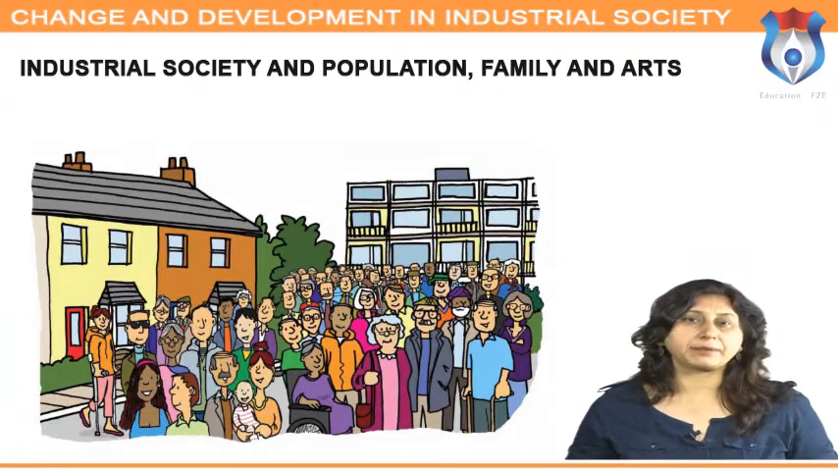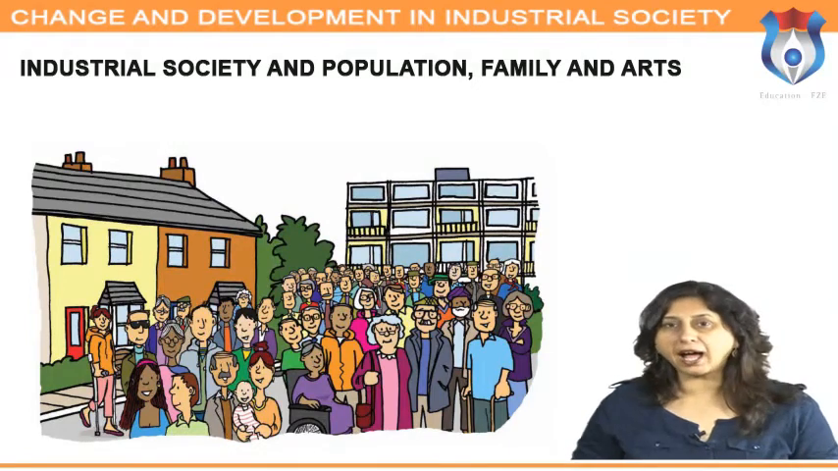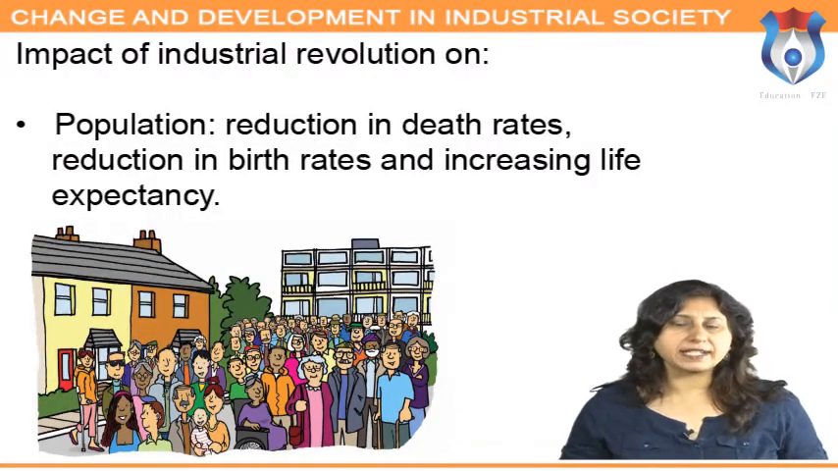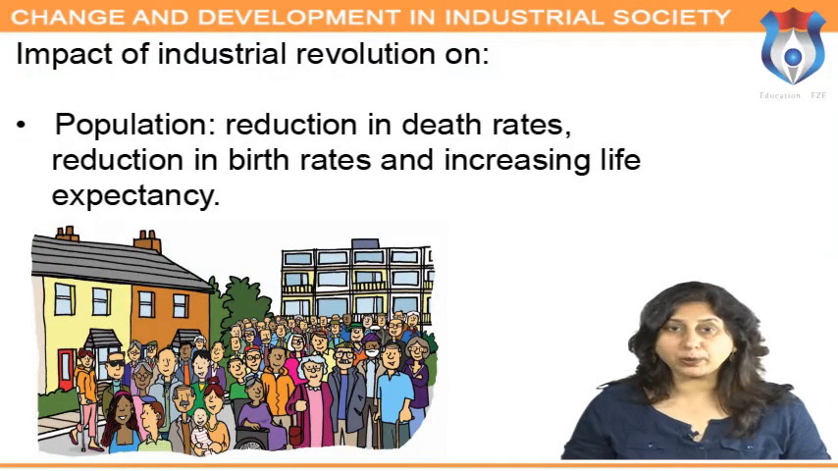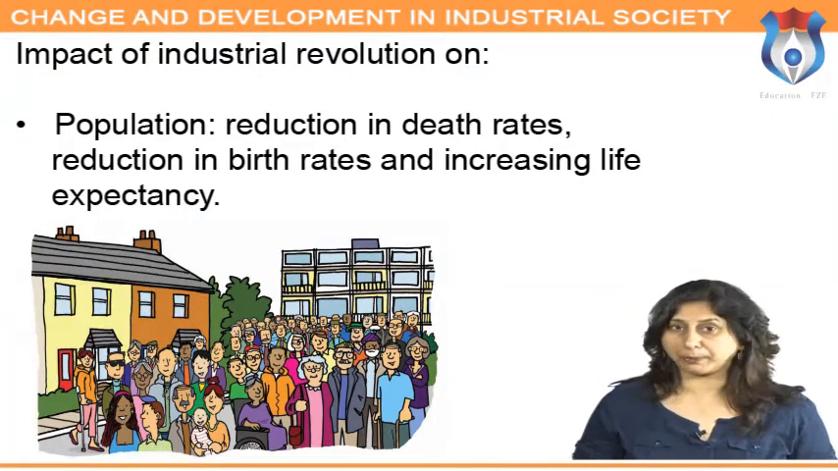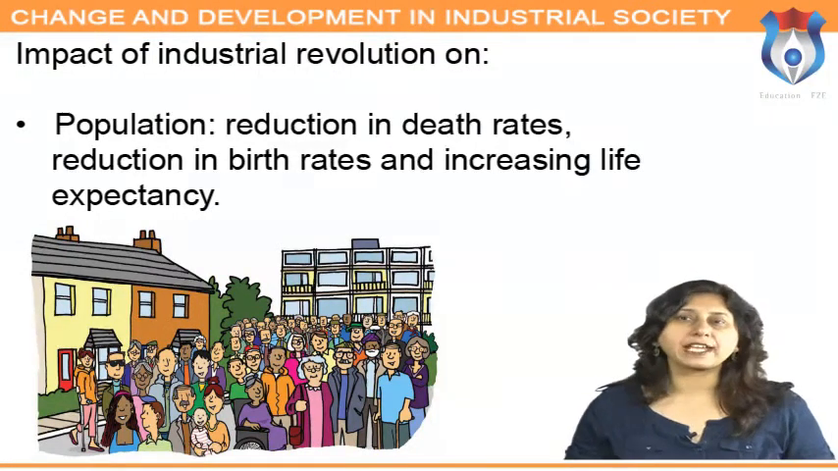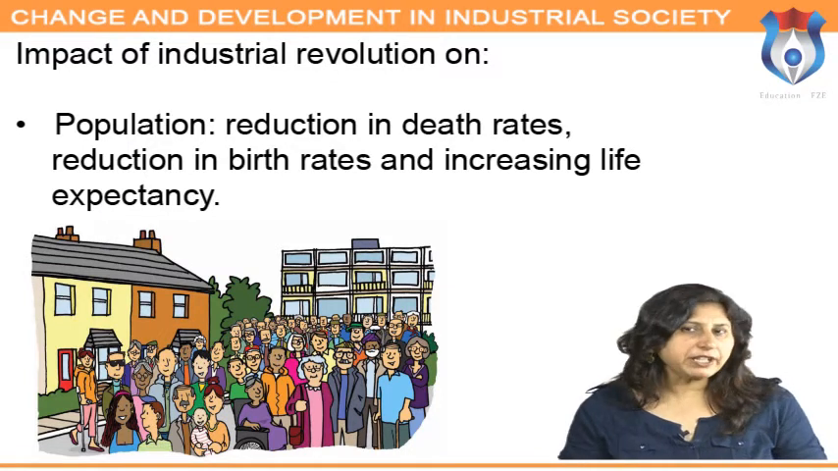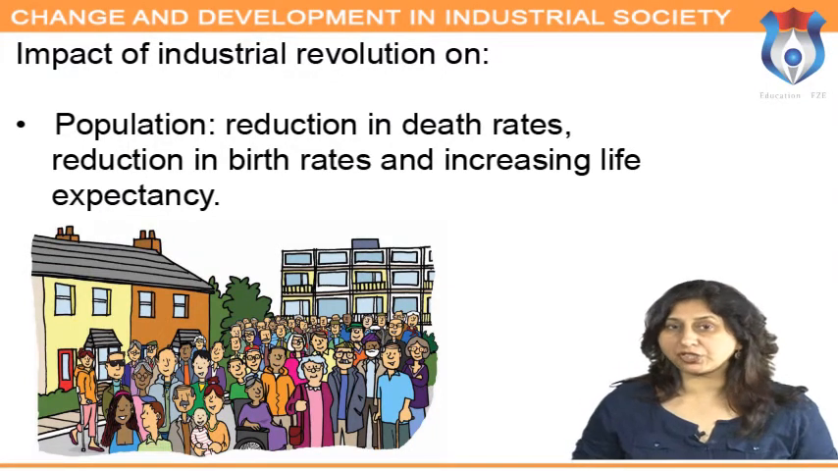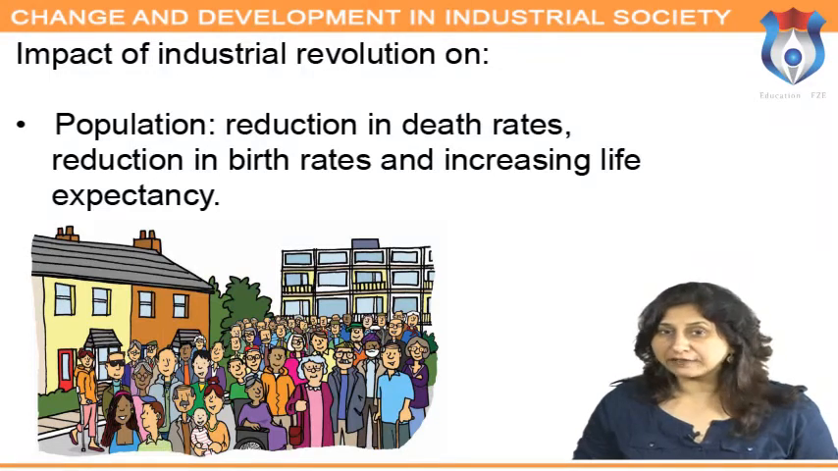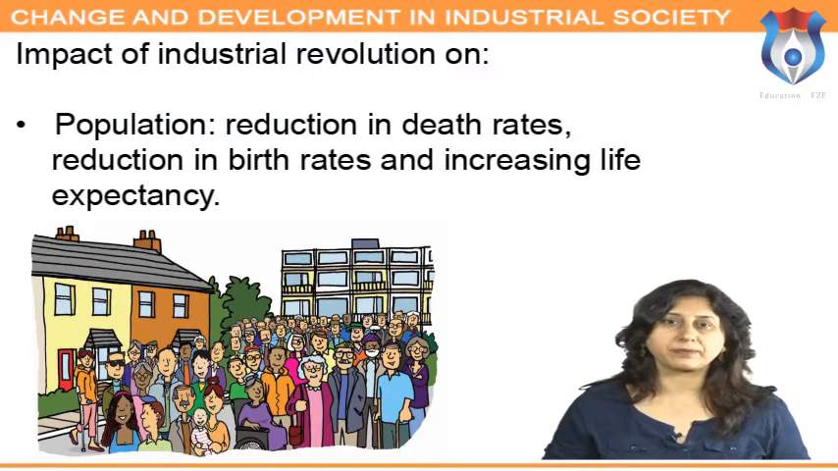Industrial society and population, family and arts. Industrial society has great impact on the following spheres of life. Population, growth in size of societies. The three factors determining population change are mortality, fertility, and migration.